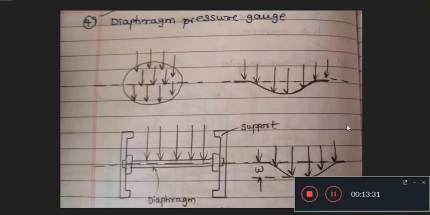Thus, we have three types of pressures. One is the absolute pressure, where the reference is zero or the vacuum itself. The second one is the gauge pressure, where the reference is the atmospheric pressure. The third one is the differential pressure, where the sensor has two parts to measure two different pressures itself. The diaphragm type of pressure gauge is as shown in the figure.